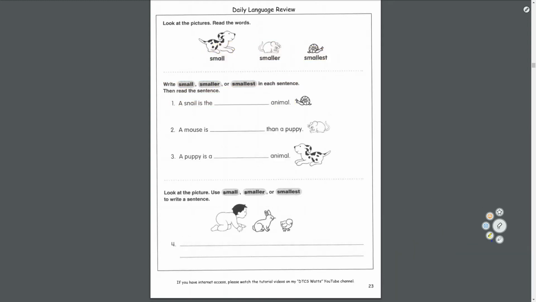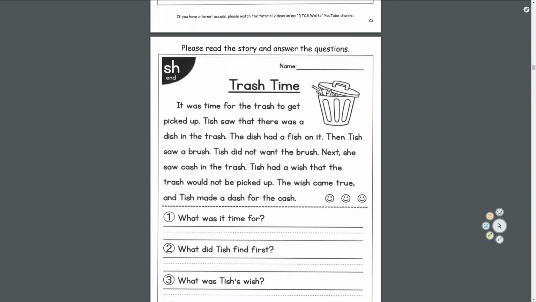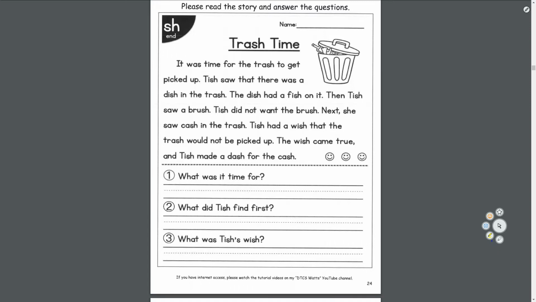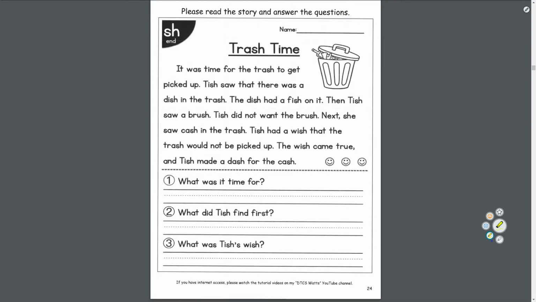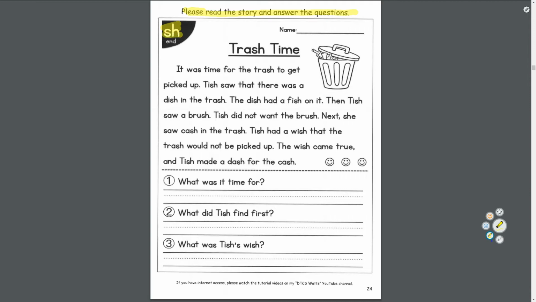Okay, story time. And it's trash time. Like garbage. Trash. Please read the story and answer the questions. And in this story, you'll hear the sh sound at the end of a lot of words. Sh, like trash, and dish, like a plate, and fish, like a fish. And let's look at the picture. I see a garbage can and it's open and there's lots of stuff in there.